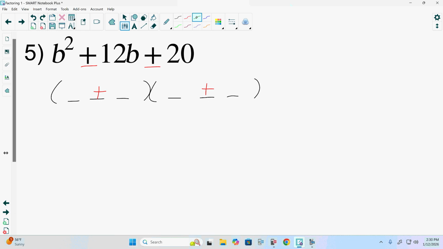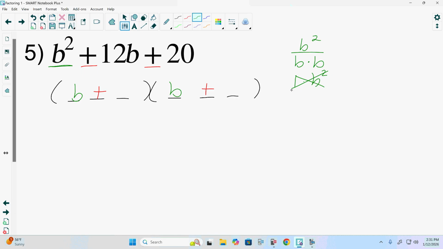Factors of the first and third term. Now, the factors of our first term, b squared, I don't normally write it out, but our only real factors of b squared are b and b. There is one other set of factors for b squared, and it's 1 and b squared. This does not help in factoring. It isn't going to be b and b. 1 and b squared is not a set of factors that works for this here.